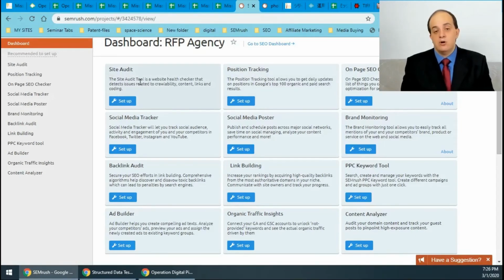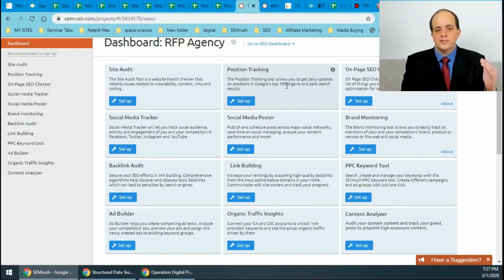Otherwise, you'd have to do everything manually. So we have the site audit, which is very technical, but it gives you all of the instructions on what you need to do, and it prioritizes the things that need to be changed from a technical perspective. Of course, during the course, we'll share with you the ones that you do need to change and the ones you can ignore.